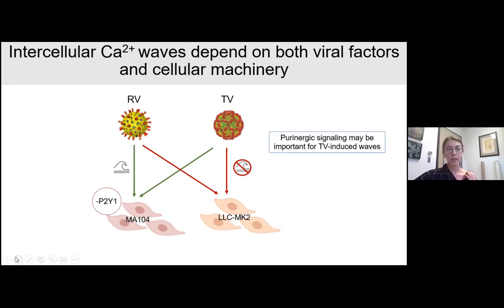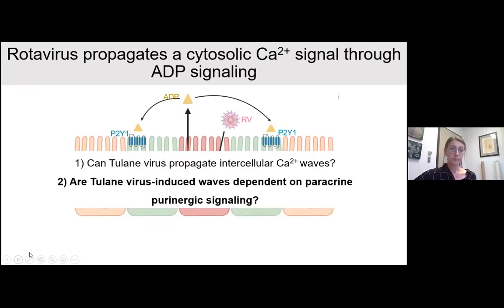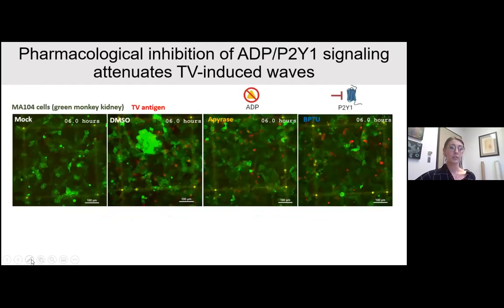You could either knock out P2Y1 in the MA104 cells and see if we lose the wave phenotype, or introduce P2Y1 into our LLC MK2 cells and see if we can rescue our wave phenotype. These genetic approaches are ongoing. But what I have done so far to analyze whether Tulane virus-induced waves depend on paracrine purinergic signaling is to use pharmacological approaches. Here in MA104 cells, we have mock on the far left, our DMSO vehicle control in our second panel, and then we use two different drugs. The first is apyrase, which degrades extracellular ADP. And the last is BPTU, which blocks the P2Y1 purinergic receptor.